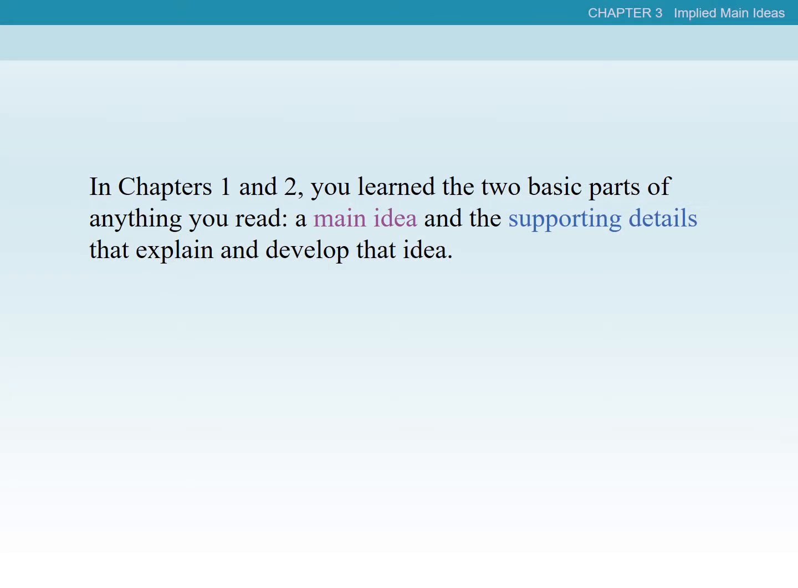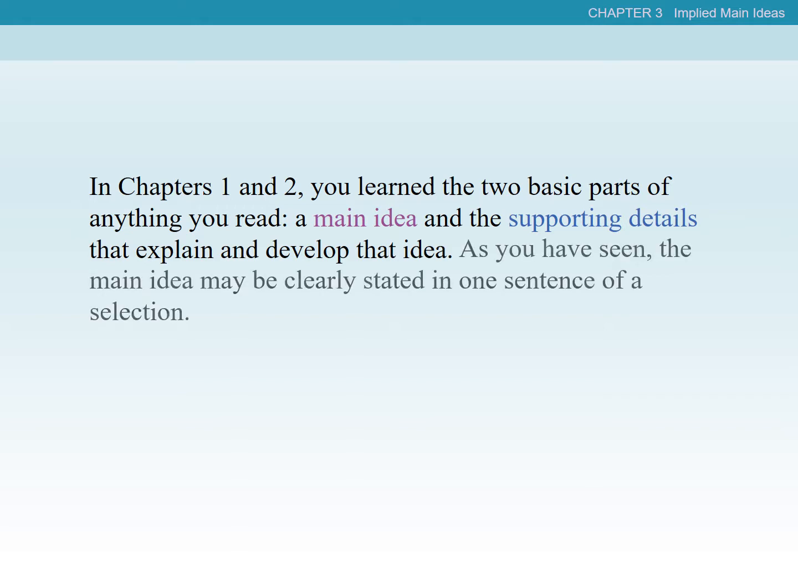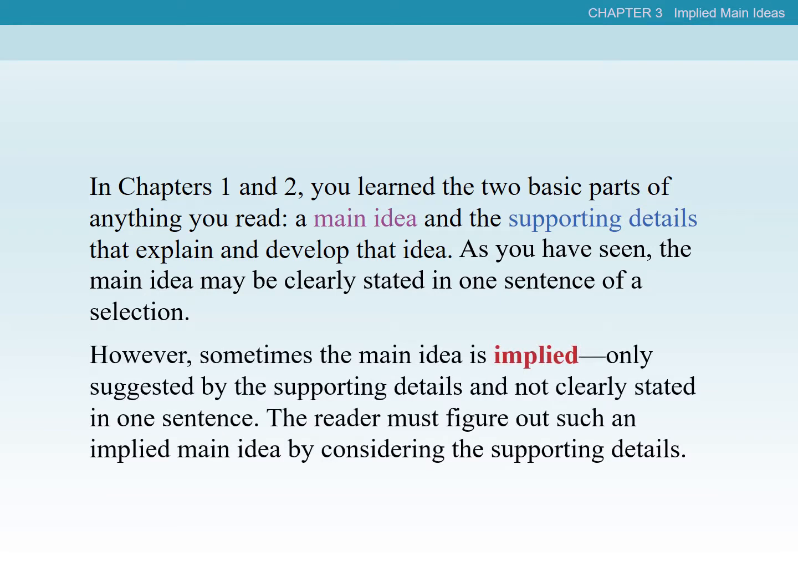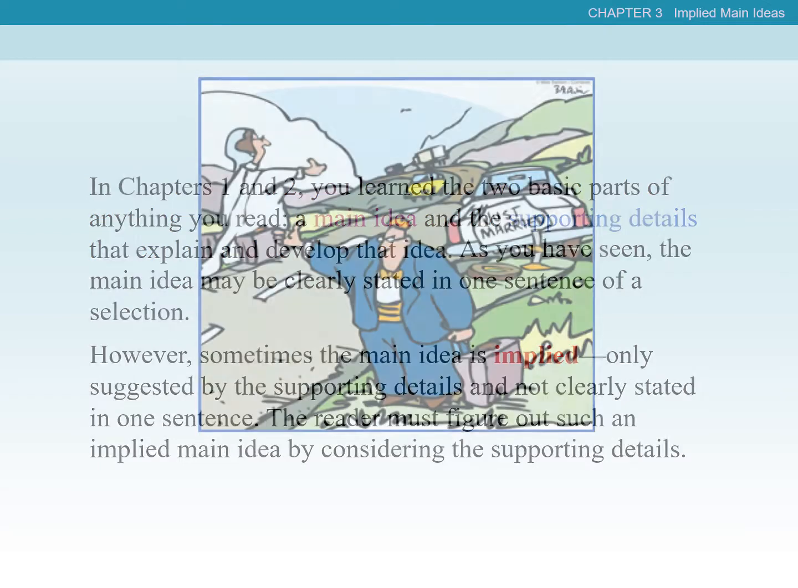So in chapters 1 and 2, you learned the 2 basic parts of anything you read, the main idea and the supporting details that explain and develop that idea. You've seen that the main idea can be clearly stated in a sentence of the selection. This is often the case in academic writing. However, sometimes the author decides to only imply the main idea. In other words, the main idea is suggested by the supporting details, but not clearly stated in any one sentence. The reader needs to figure out the implied main idea by considering the supporting detail.